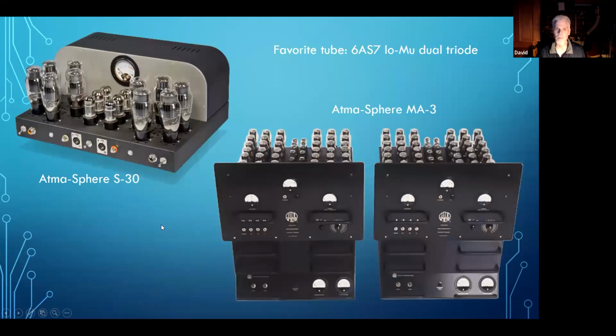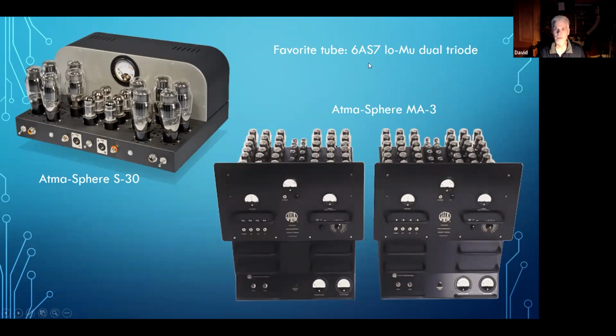And probably the best known OTL amplifier maker is Atmosphere, and they have a fairly broad number of different models that they make. But again, when they get up into the higher power, like the MA3, you've got a lot of tubes, and a lot of tubes to maintain, and it can fail and whatever.